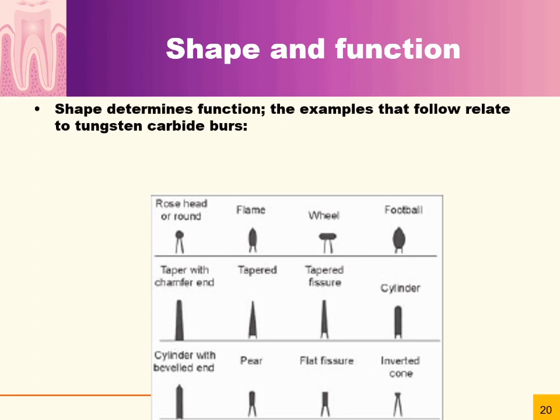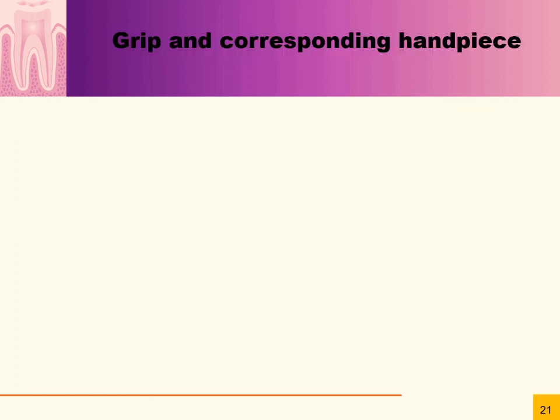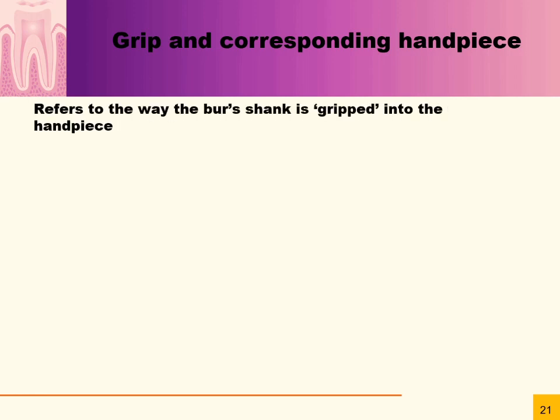Long straight shank: straight handpiece. Latch grip: conventional type, slow speed handpiece. Friction grip shank: air turbine handpiece, high speed handpiece. Other various attachments include snap or screw type attachments.